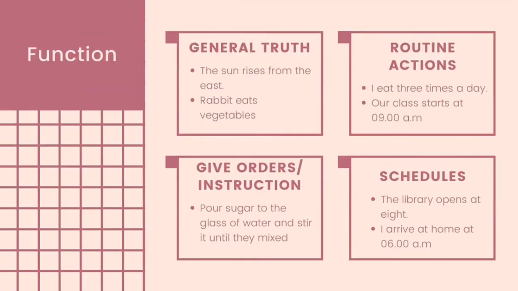And then function. There are 5 functions when we use simple present tense. First, general truth. Explain general fact or truth that is incontrovertible, tidak dapat dibantah. It's true, kebenarannya selalu benar. Second, routine action. Action that regularly occurs or habit, atau kebiasaan yang sering kalian lakuin.